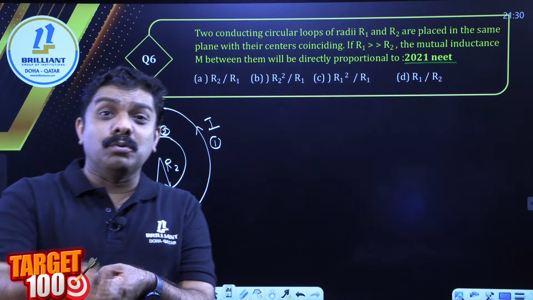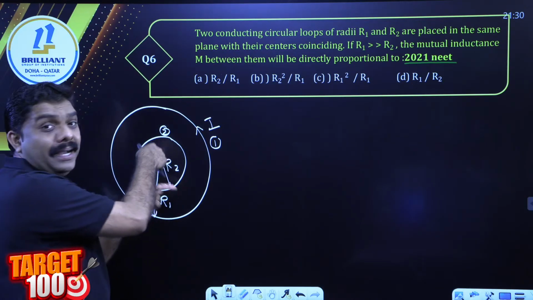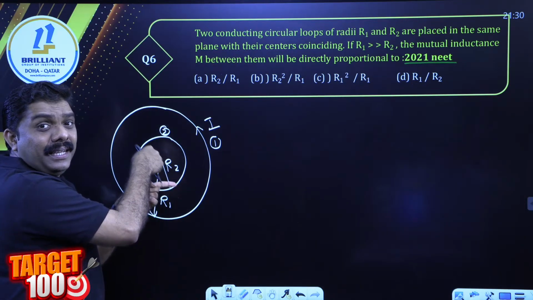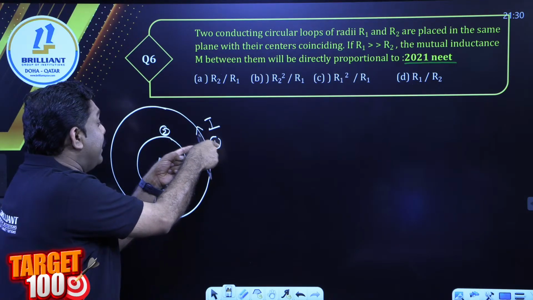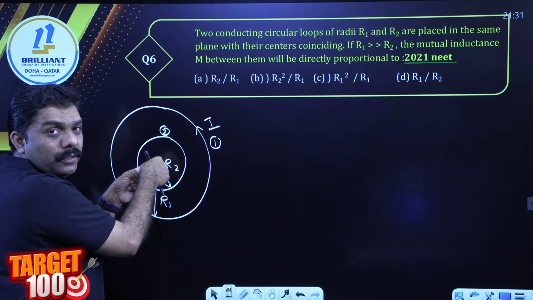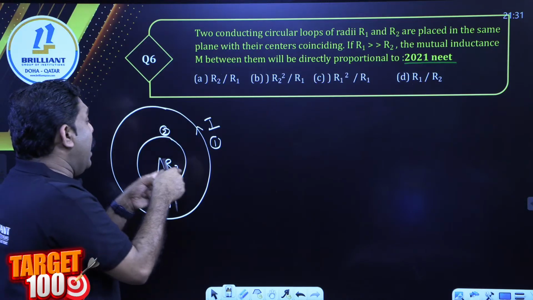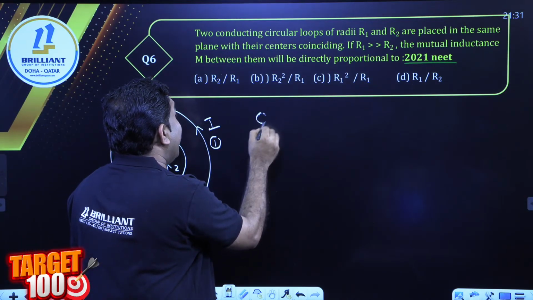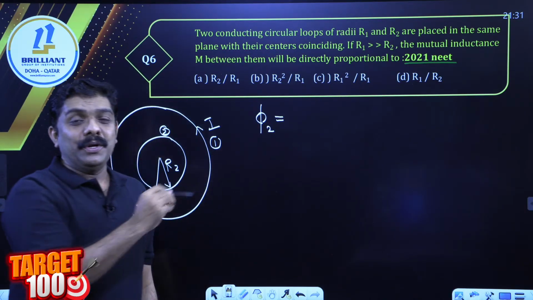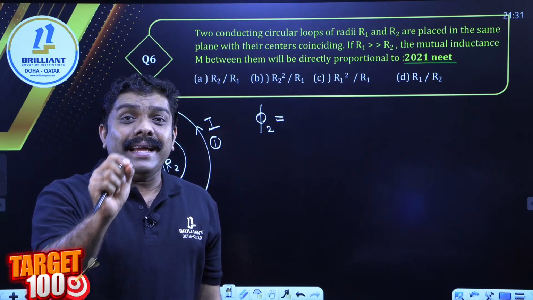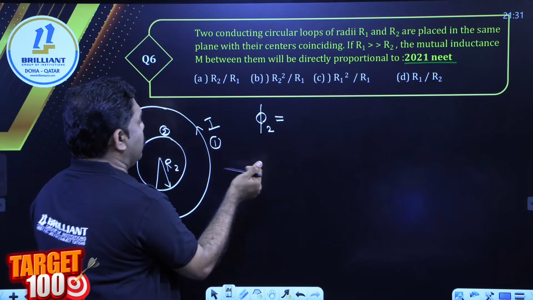When current flows through the outer loop, there will be a magnetic field linked with the inner loop. What is the equation for that magnetic field? It is at the center of the outer loop, so we can consider the field at the center. Now I am ready to calculate the flux linked with the inner loop, that is phi 2. The flux formula is NAB cos theta. Here there is only one loop, so N is not required.